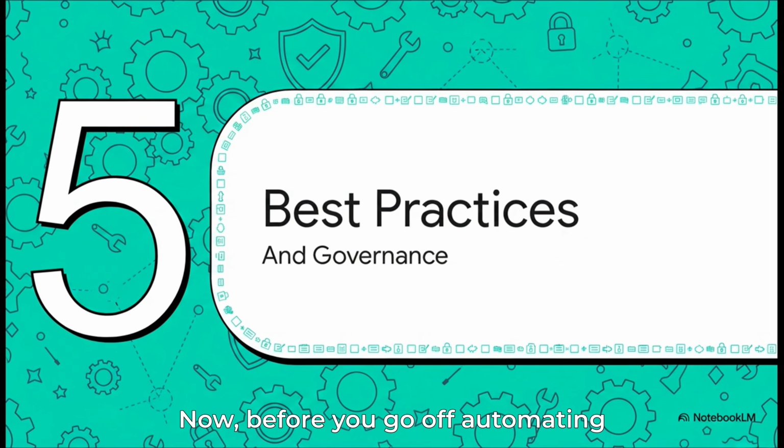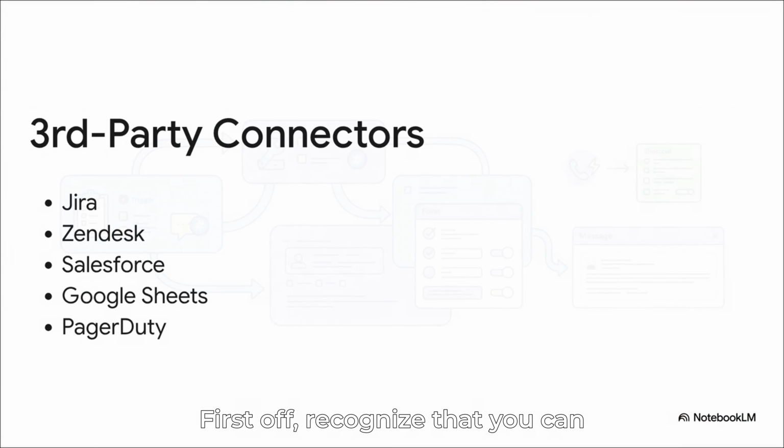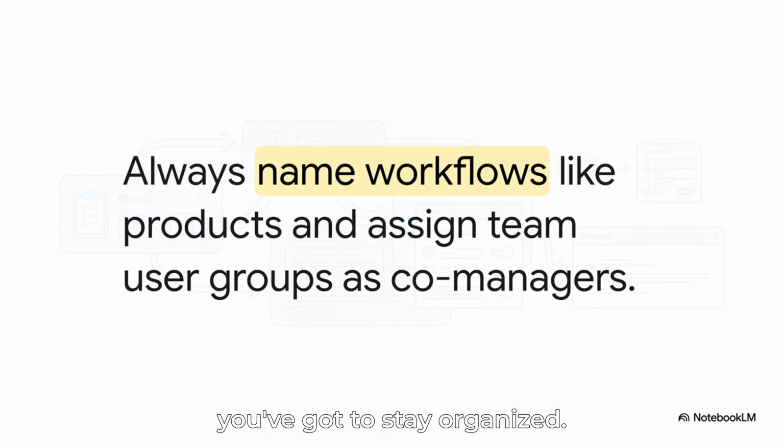Now, before you go off automating everything in sight, Section 5, Best Practices and Governance, because maintaining these tools is just as important as building them. First off, recognize that you can absolutely scale this up. Once you master the basic forms and messages, Workflow Builder lets you add advanced third-party connector steps. Still without touching a single line of code, you can configure your bug report bot to automatically create a row in Google Sheets, open a ticket in Zendesk, or even generate an issue directly in Jira the exact second that form is submitted.